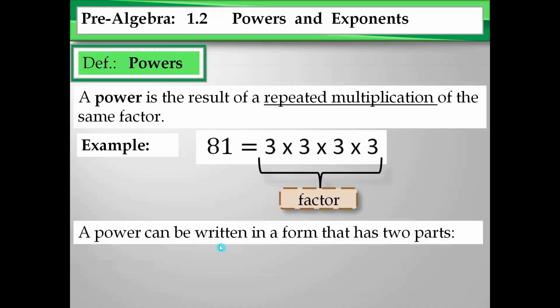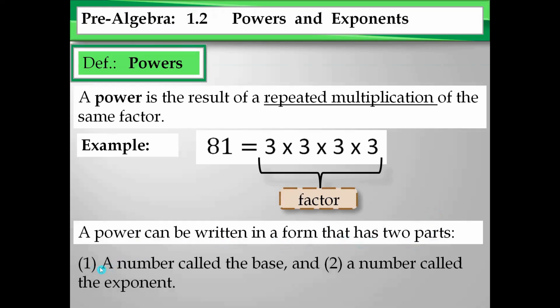A power can be written in a form that has two parts. Part 1, a number called the base, and a number called the exponent. So we can rewrite 81 as 3 times 3 times 3 times 3, or it will have a base of 3 and the exponent of 4. We can state this as 3 to the power of 4.